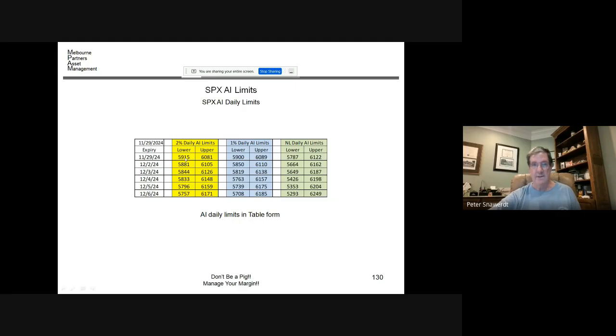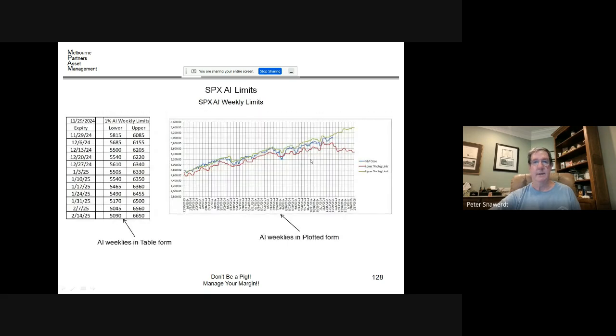Okay. So the 2% limit for the lower limit is the highest of all of the 2% limits for that particular day. The upper limit is the lowest of all of the upper limits for that day, etc. So these use calculation memory in them. So do the weeklies.